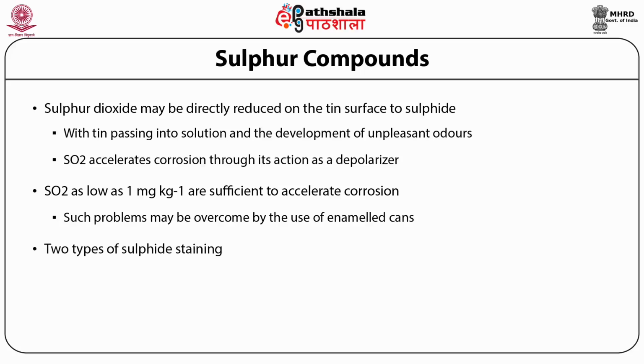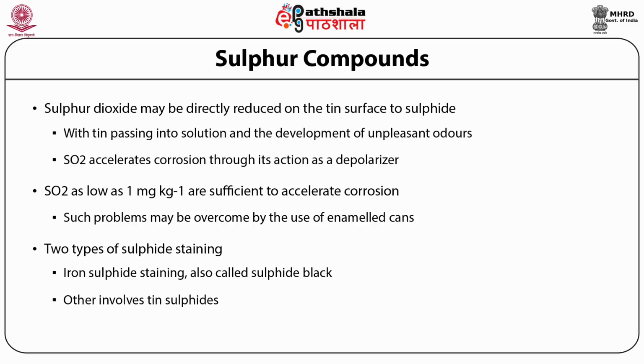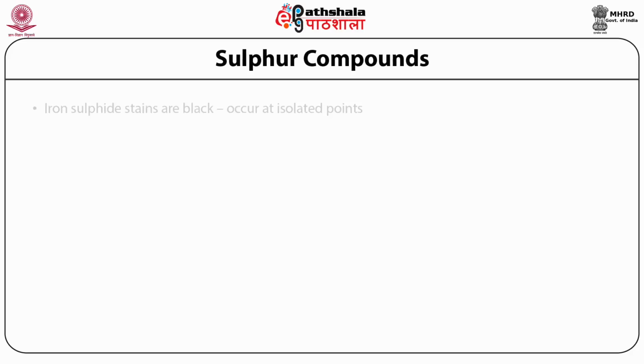There are two types of sulfide staining: iron sulfide staining, also called sulfide black, and the other involves tin sulfides. Neither type constitutes a health hazard nor leads to failure of the can, but both types may cause adverse reaction from the consumer, as they can give some pigmentation in the food products. Iron sulfide stains are characteristically black and usually occur in isolated points on the can, like the headspace, during or immediately after heat processing.